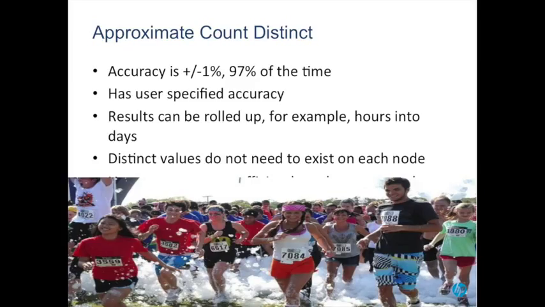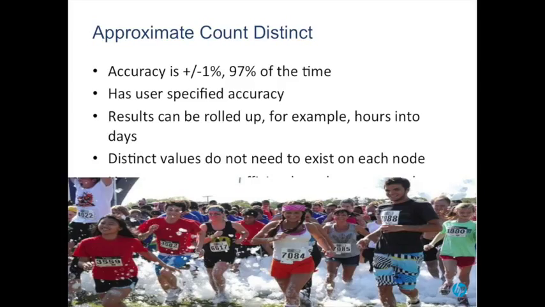And what it's doing is using some algorithms, and you can set the accuracy, so it's 97% of the time accurate. You're setting that percentage of plus or minus what your deviation is. Now, what you also want to remember is that the benefit of this is not just that it does count distinct faster, which is obviously a better thing, but it also allows you to roll up the results. So you can have the roll-up of hours into days, into months, and so forth. As you're using this count distinct, you can actually roll it up or expand it out as you need it.